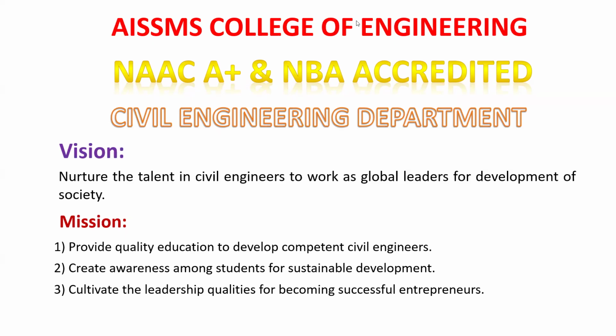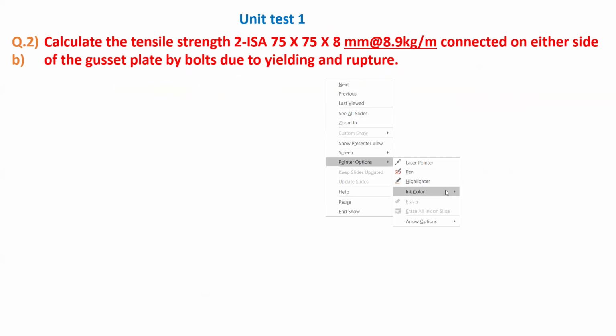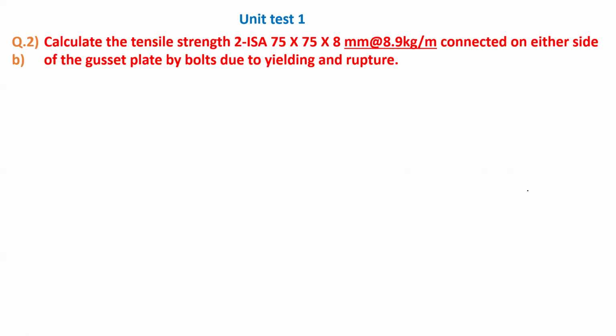Second question, that is from unit test 1, and we have to calculate the tensile strength of two ISA 75-75-8 connected on either side of a gusset plate. Now keep in mind, in question 1 the number of bolts was not given, whereas here the number of bolts is not given either. Then how will we go about this? So now we will start with tensile strength, so we have to go for yielding and rupture only.